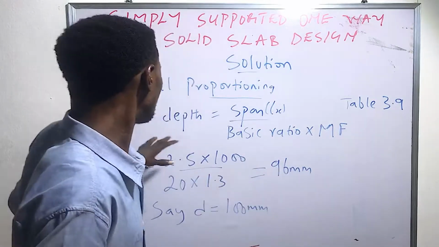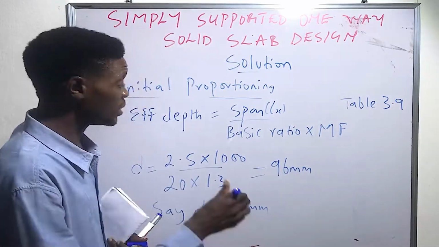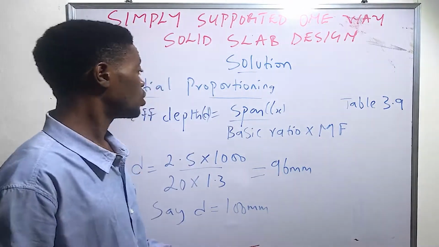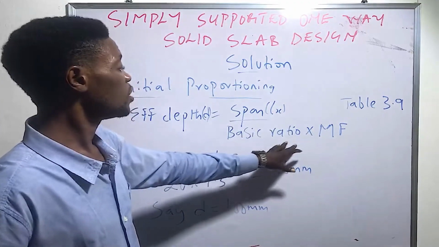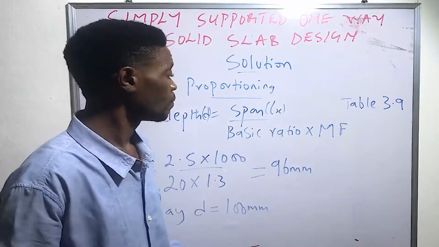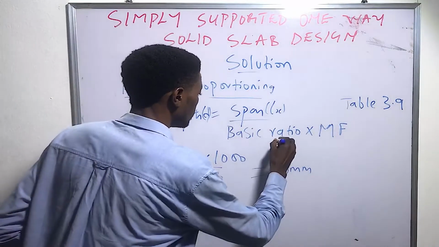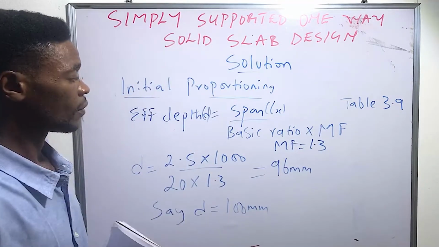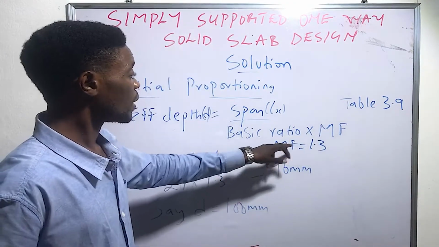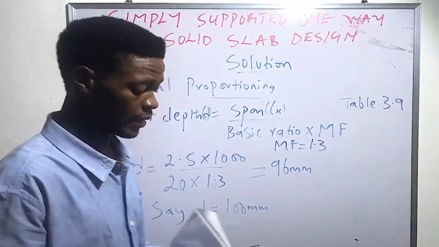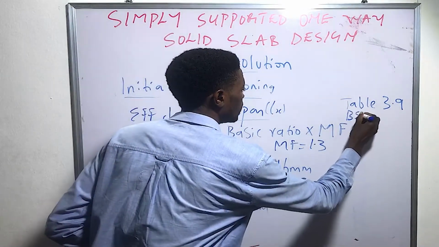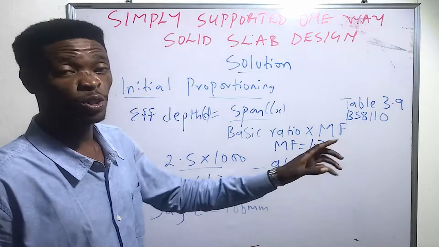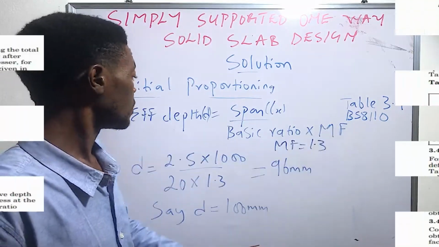So the next step is to get your effective depth, which is d. And your d is your shorter span over your basic ratio times modification factor. You can take your modification factor as 1.3. Then your basic ratio, you can get it from table 3.9, BS 8110. For simply supported, your basic ratio is 20.